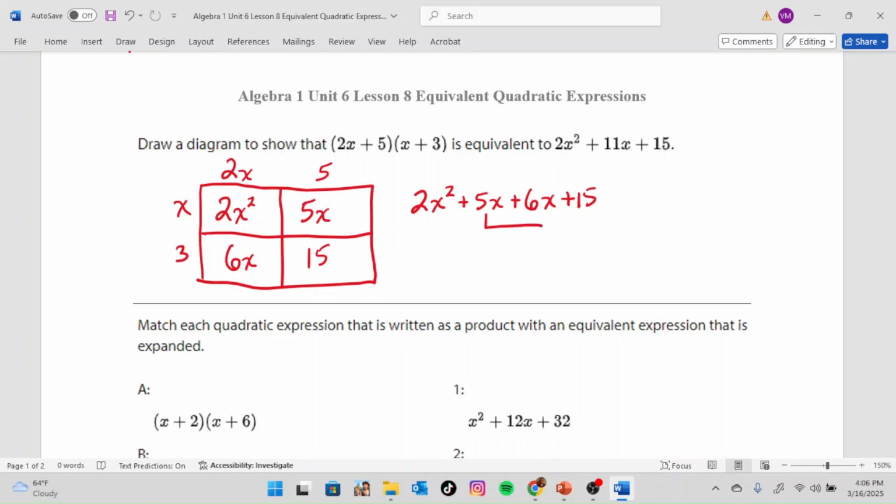Now we can join like terms. So we have 2x squared, then 5x plus 6x equals 11x, plus 15. And we see that this exactly matches what they said it would be equivalent to. So anytime they ask you to draw a diagram to show that the factored form is equivalent to the standard form, this is what they're talking about.